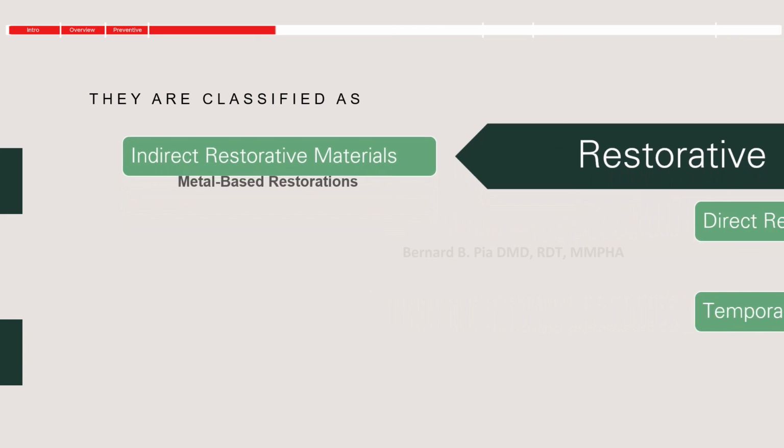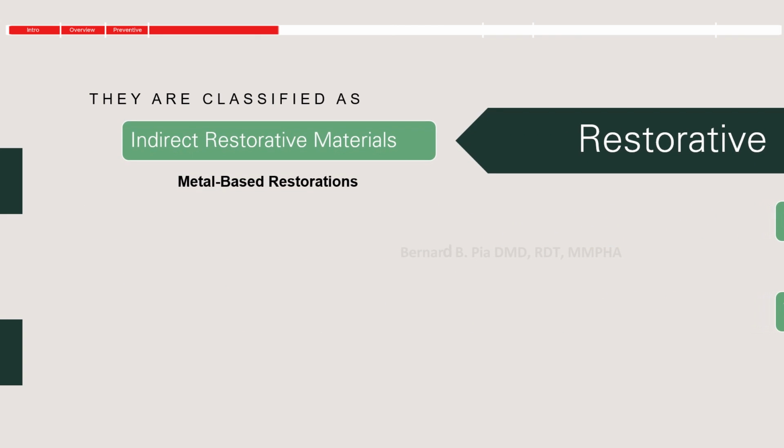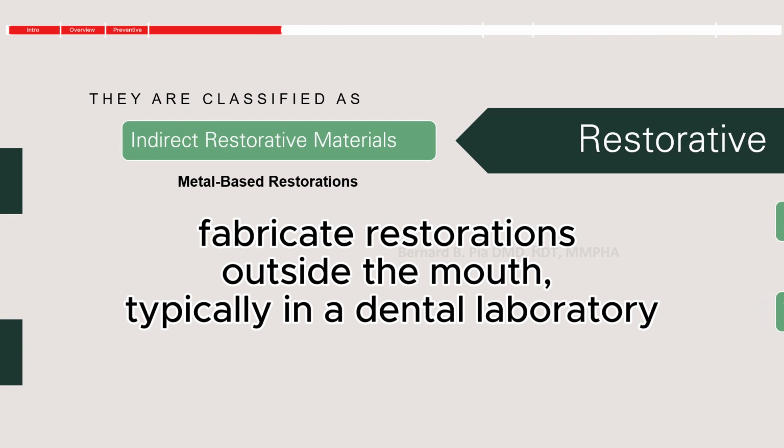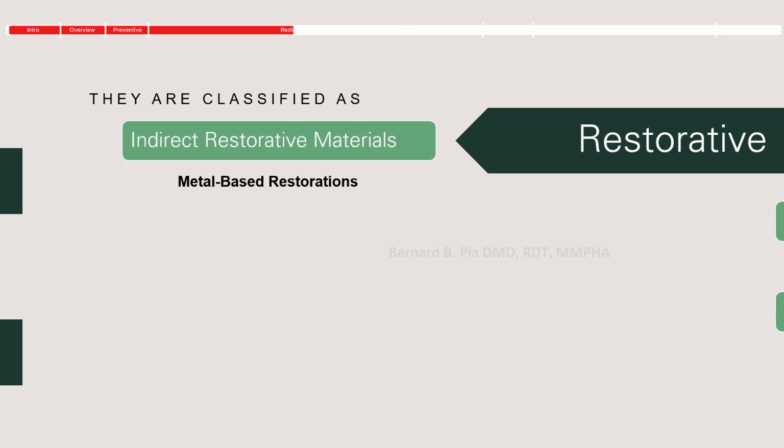Indirect restorative materials are used in dentistry to fabricate restorations outside the mouth, typically in a dental laboratory, and then bonded or cemented to the teeth. These materials are used for larger restorations where direct materials, those applied directly to the tooth in the mouth, may not provide the necessary strength, durability, or aesthetics.